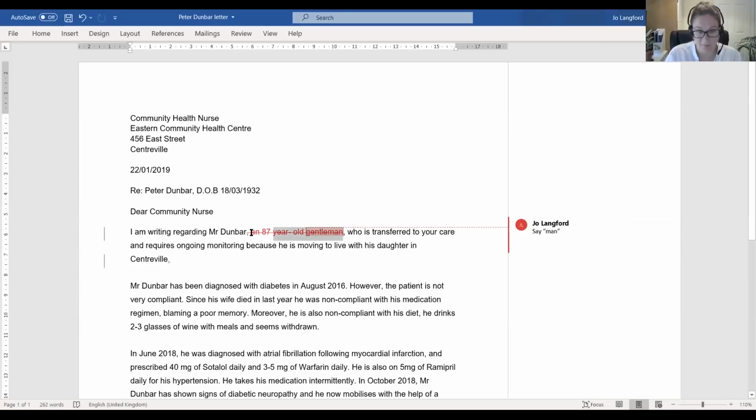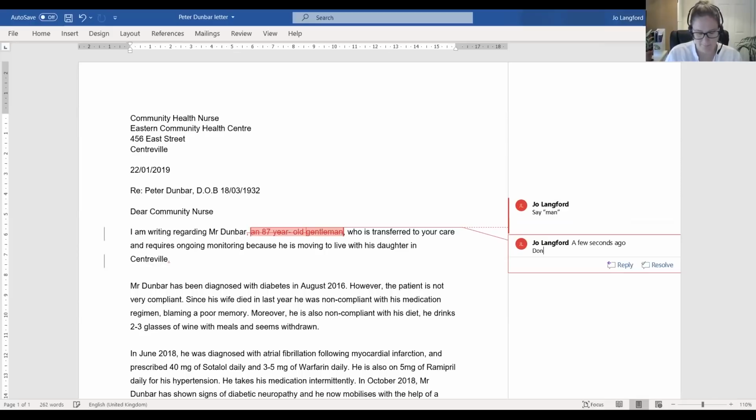Why? As I said before, a couple of reasons. We don't want to waste time calculating the age. If it's not given in the case notes, just write the date of birth in the reference. But also, if you calculate it incorrectly, you could get a reduced score for content for writing incorrect information. So I would suggest just putting the date of birth.